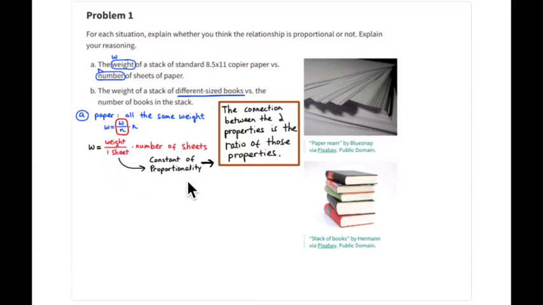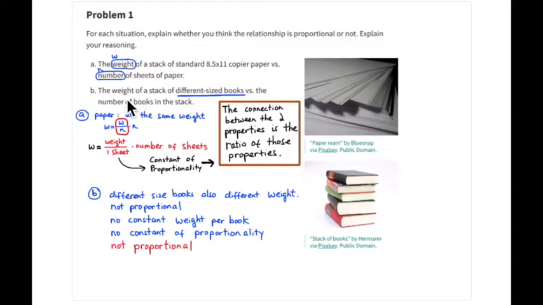So one goal of many of these problems is to take the constant of proportionality and simplify it to the ratio for one unit. Sometimes you don't want to do that. Most of the time you do.